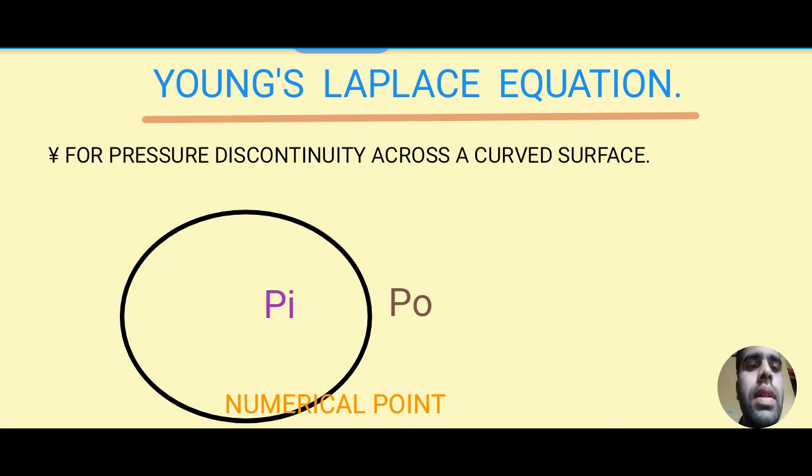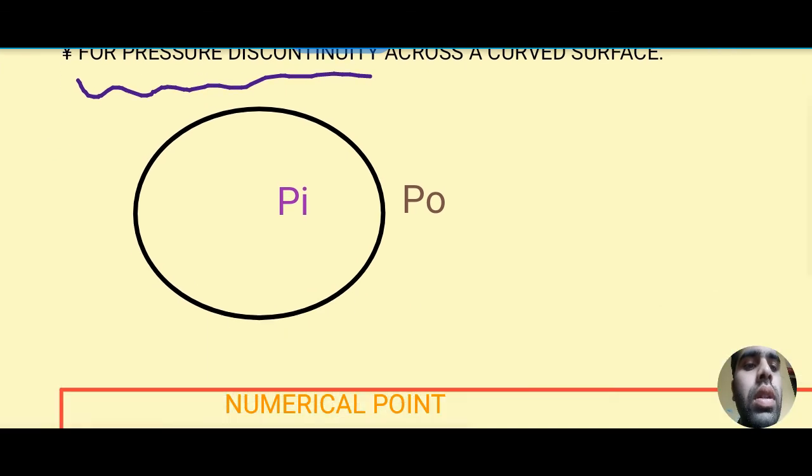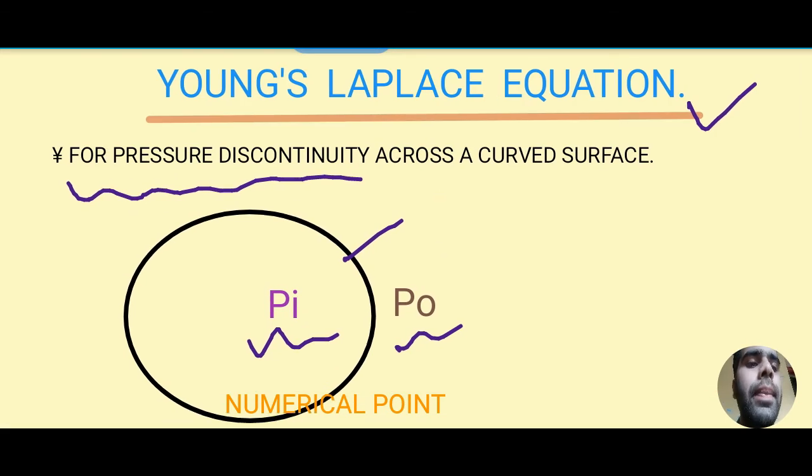Now let's see the Young-Laplace equation. The Young-Laplace equation is given to find the pressure discontinuity across a curved surface. Suppose this is a curved surface, and inside the surface there will be a pressure, and outside the surface there will be another pressure. To find the difference in the pressure inside and outside, we have derived the Young-Laplace equation. The derivation is not so important, we just need to remember the final formula.